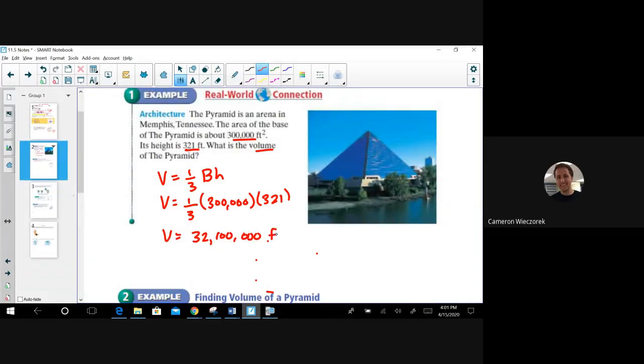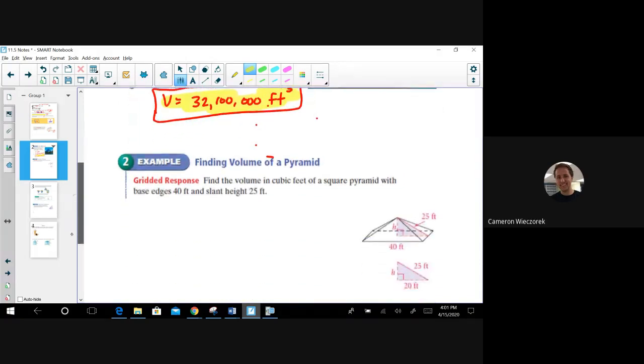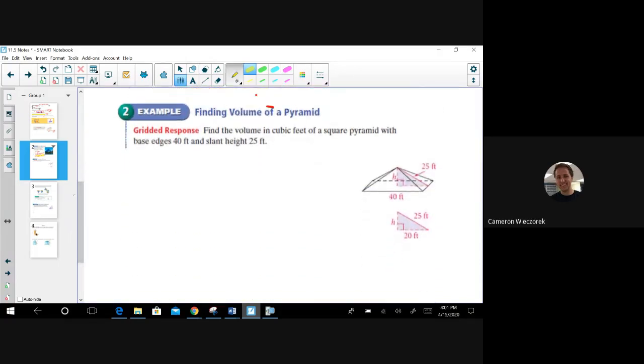Remember, the units are not feet squared, but feet cubed, since we're talking about the space inside of that 3D object. Okay. So that's the amount of volume that shape takes up. Sometimes pieces will be missing. You'll have to do a little bit of math before you can actually plug into every single number in the formula. Let's look at this one.